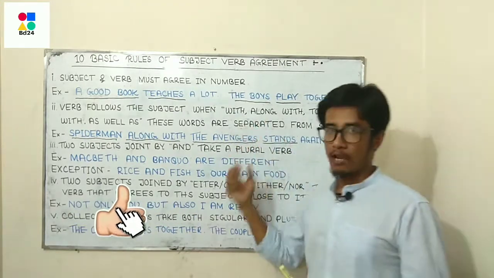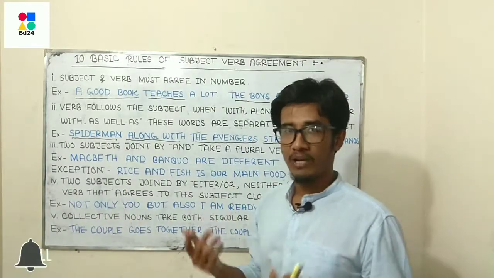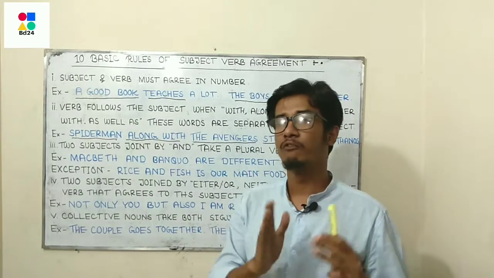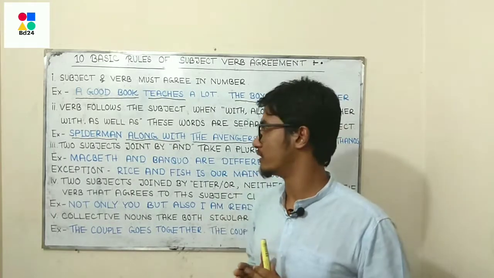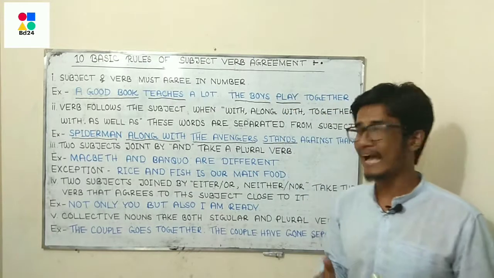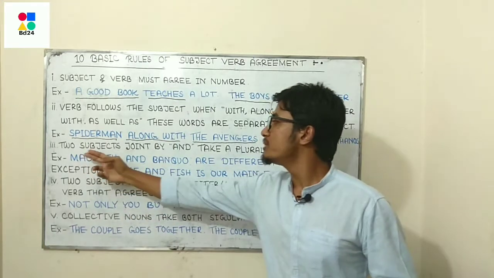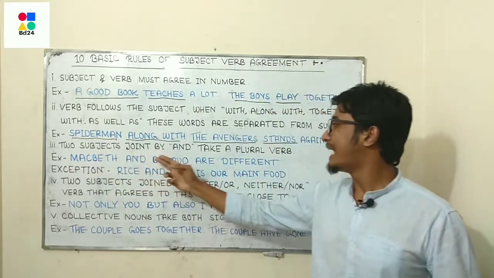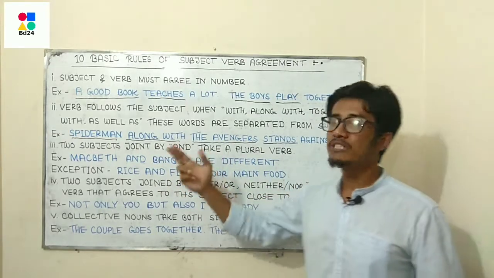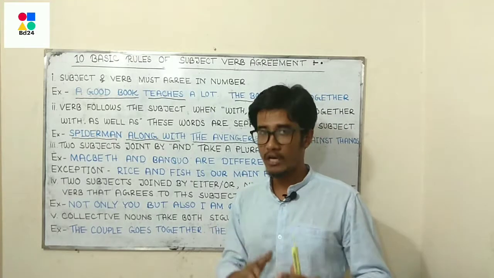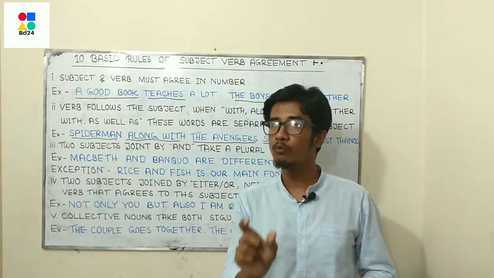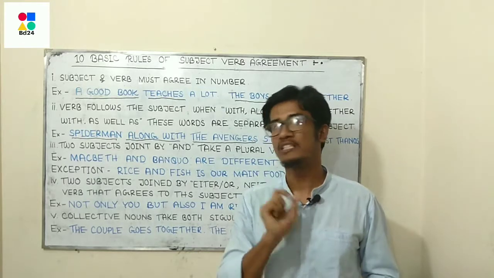So with, along with, together with, or as well as may come in a sentence, but if they are separated from the subject, the verb will always follow the subject. So let me give you the third rule. The third rule that I have written here: 2 subjects joined by and take a plural verb. If the 2 subjects in a sentence are singular nouns, and they are connected by and, then they will always take a plural verb, not a singular verb.